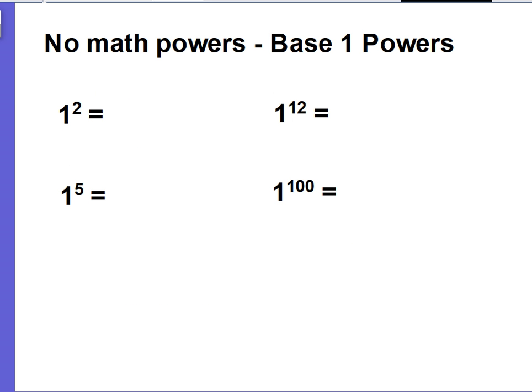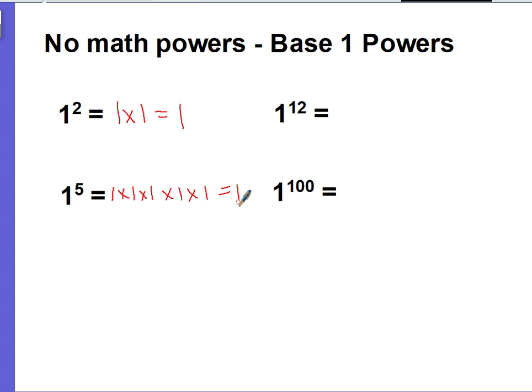The second no math power are base 1 powers. So if I have 1 and it's raised to the second power, well, what does that mean? That just means that it's 1 used as a factor twice. So 1 times 1 is really just what? It's just 1. So 1 to the second power is 1, but is that any different if it's 1 to the fifth power? Well, let's see. That's 1 used as a factor 5 times. So 1, 2, 3, 4, 5. Well, 1 times 1 times 1 times 1 times 1 is still just 1.